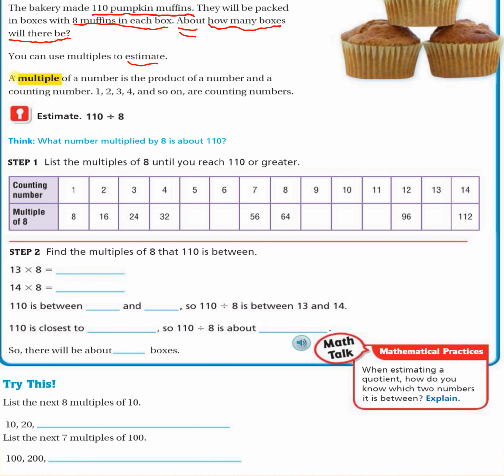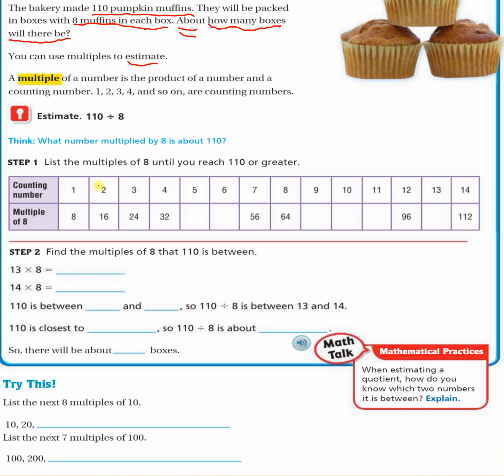Okay. So we're going to use a vocabulary word that we started using last week, multiple. A multiple of a number is the product of a number. This could be any number, 1, 2, 3, 4, 5, and a counting number, 1, 2, 3, 4, and so on, are counting numbers. So, estimate 110 divided by 8. And we're thinking, what number multiplied by 8 is about 110? Okay, so our first step, we're going to use multiples.